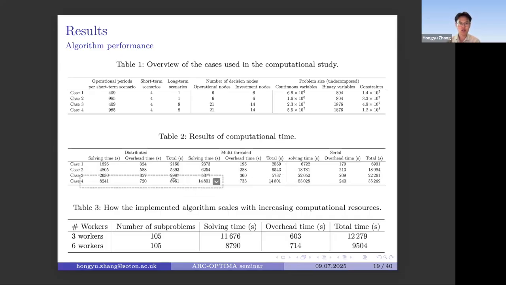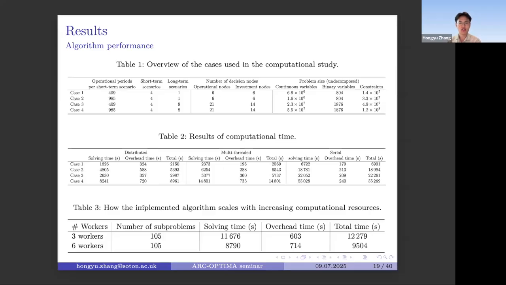But what's interesting here is that the distributed implementation means that we send the subproblems to different computers, physically different. And the multi-threaded one, you just send the subproblems to different threads on a single computer. As you can see, the improvement from multi-threaded to distributed is not that significant in this case, although in case 4 it is more significant.